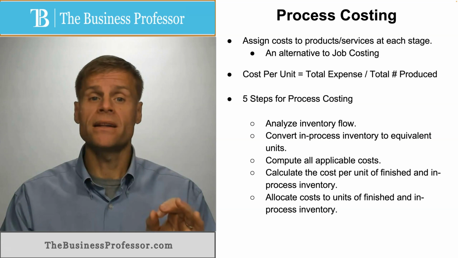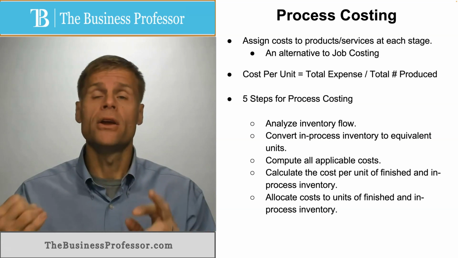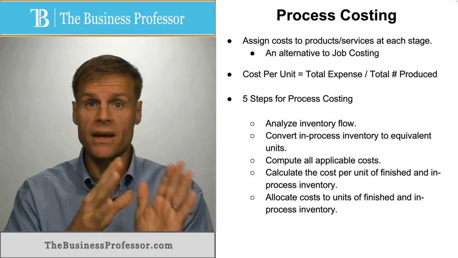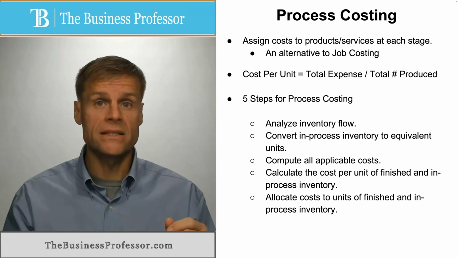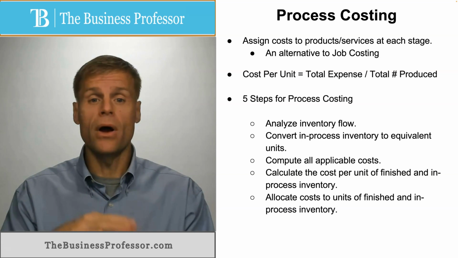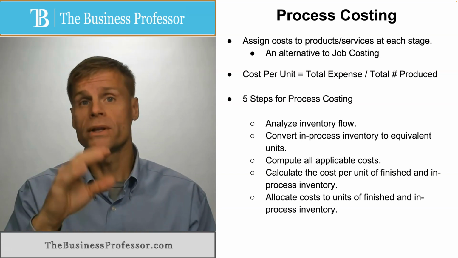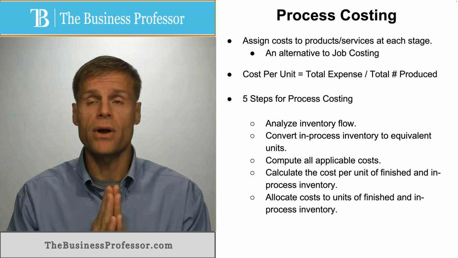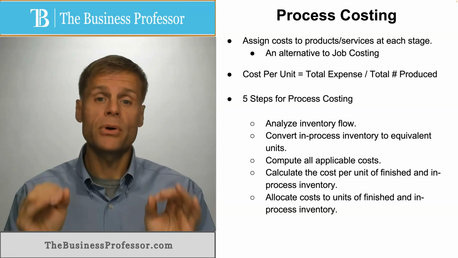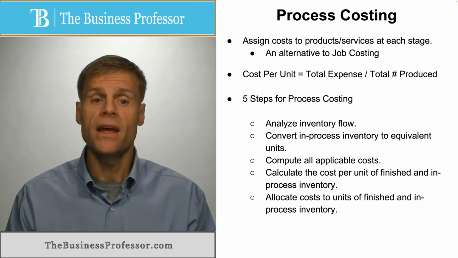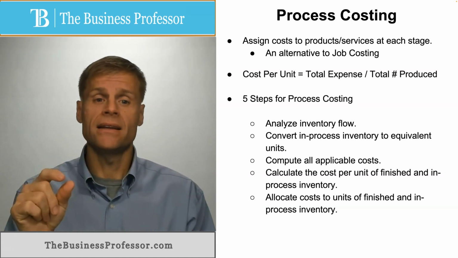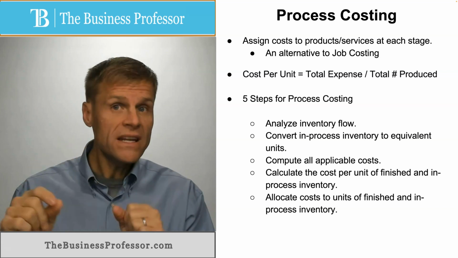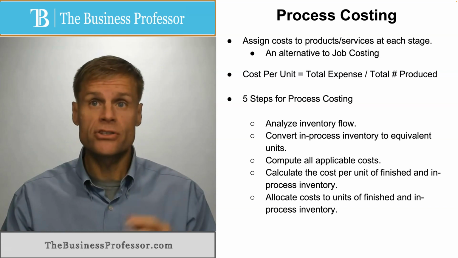Okay, now here's the process flow for that. Okay, so you analyze all inventory flow, right? You convert the in-process inventory, that is inventory that is not being completed yet, to its equivalent units, all right? After that, you compute all applicable costs that you're going to attribute to this production process. You calculate the cost per unit of finished good that's in the in-process inventory, and then you allocate those costs to units of finished inventory.